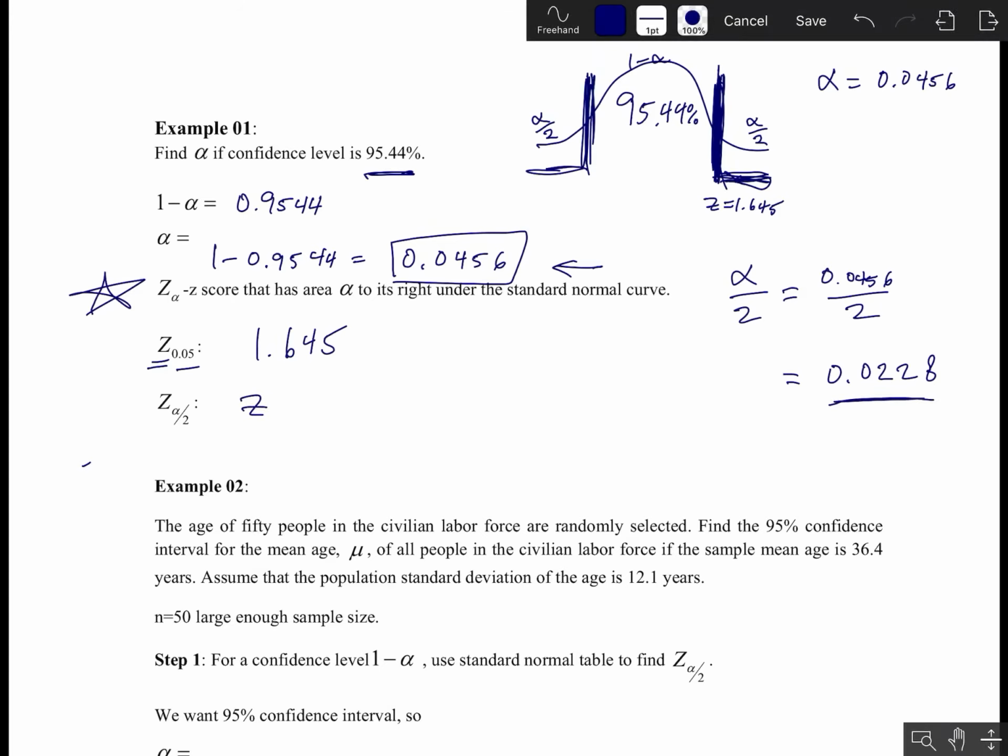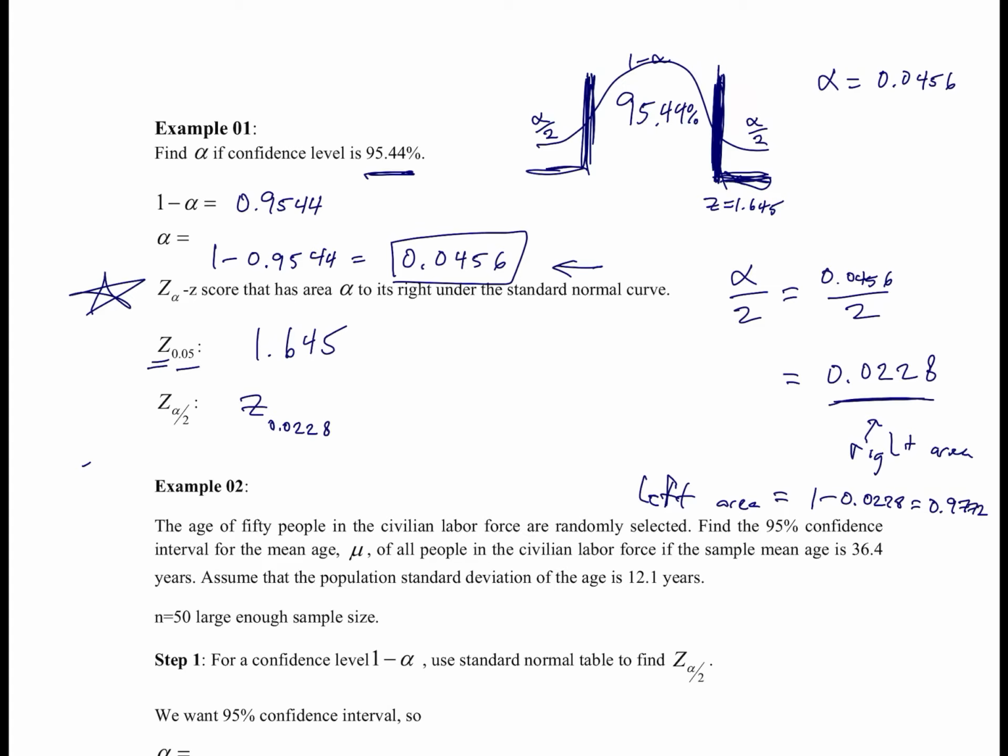So this is z sub 0.0228. Now, if this is the right area, then that means that the left area that we're looking for is 1 minus 0.0228, which is 0.9772. So just for more practice using the table, let's go ahead and find that area in the table.